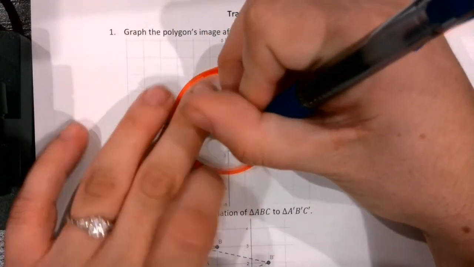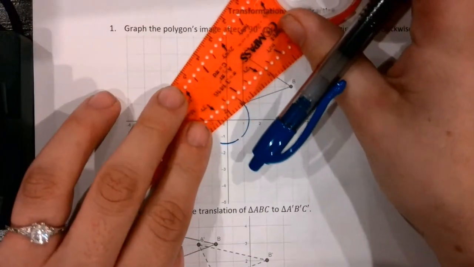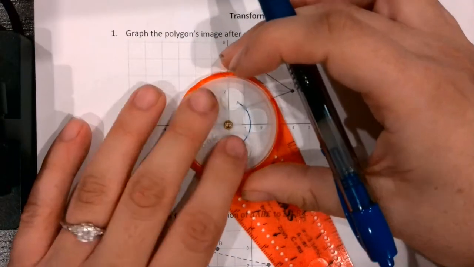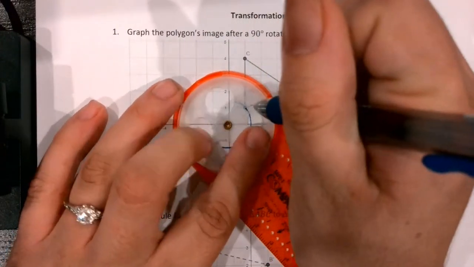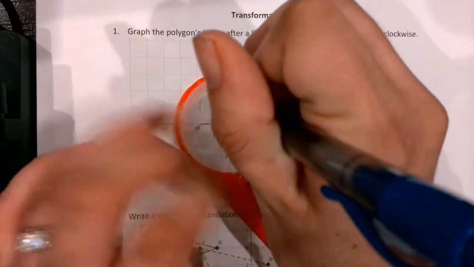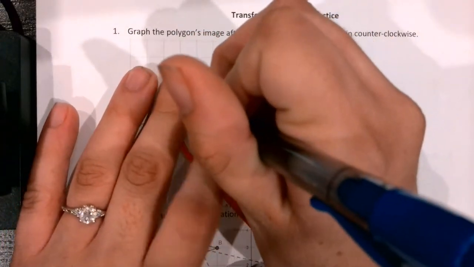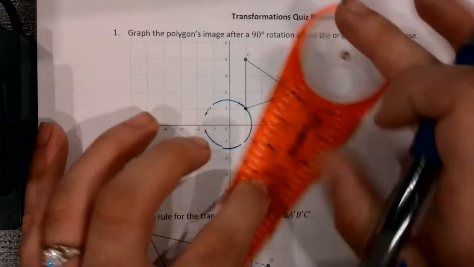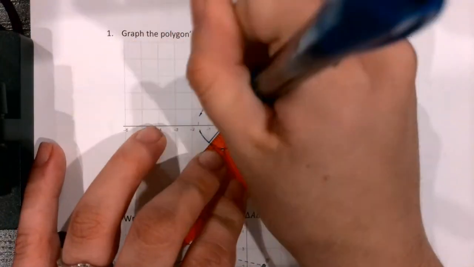Sorry, my compass is new. Okay. Then what I want to do is draw my line. Counterclockwise is actually the opposite direction, so I want to go back and draw more of my circle. Okay. So I want to draw a line connecting my point from A to the origin.